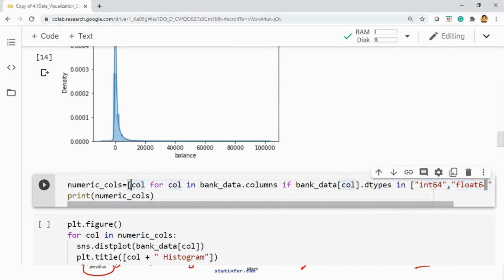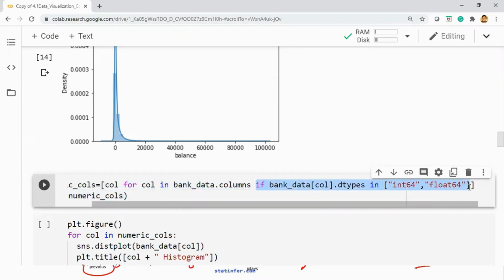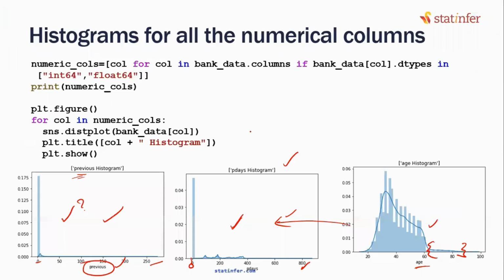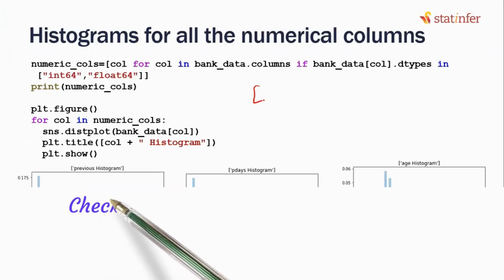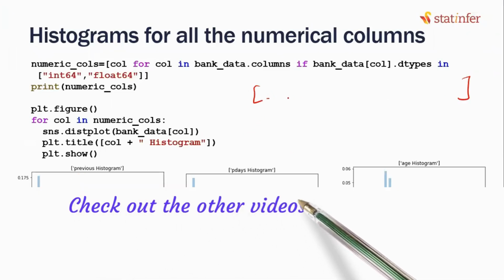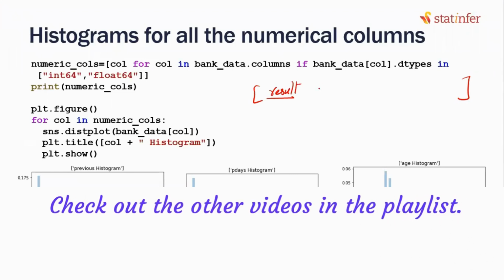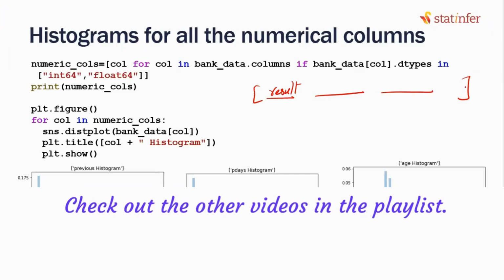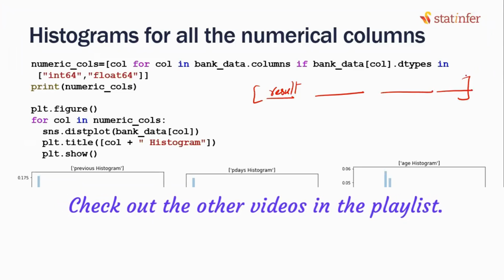This is known as list comprehension. You know how it works? You want to get all the numerical columns: column for column in bank.columns if it is in these two types. Let me explain how list comprehension works. We may use this multiple times. In a list comprehension, you write the result first, then condition 1, space, condition 2, space, condition 3. You keep on writing the conditions.